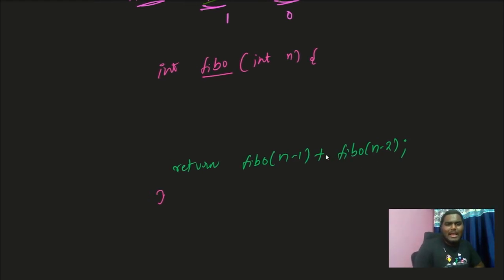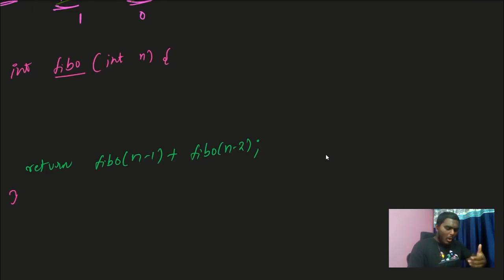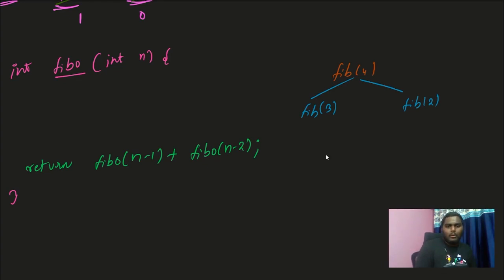Now, let's try to draw a tree for this, like how the recursion calls are made. Let's say, first I have taken fib of 4. So first I will make fib of n minus 1. Since n is equal to 4, you will make a fib of 3, then fib of 2. Like 2 calls, okay? Now from fib of 3, we will make a call for 2 first. Now your n is 2.